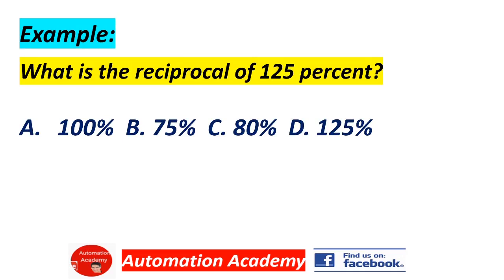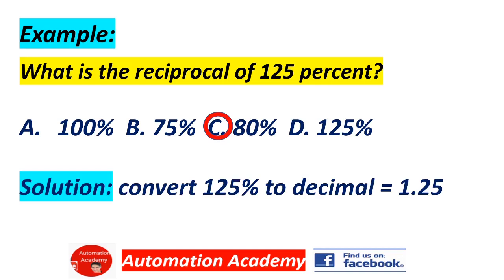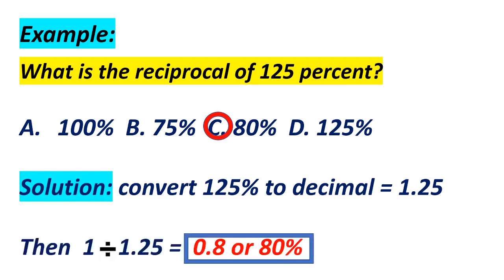Example, what is the reciprocal of 125%? A, 100%, B, 75%, C, 80%, D, 125%. Answer C, 80%. Solution, convert 125% to decimal equals 1.25. Then 1 divided by 1.25 equals 0.8 or 80%.